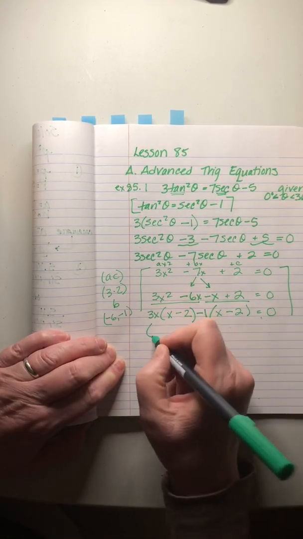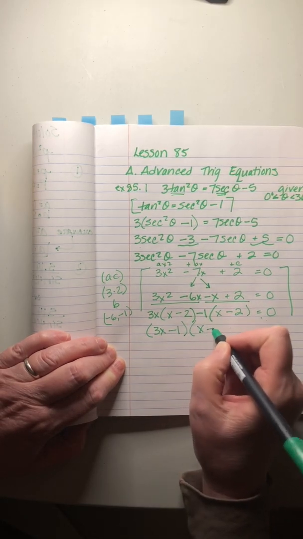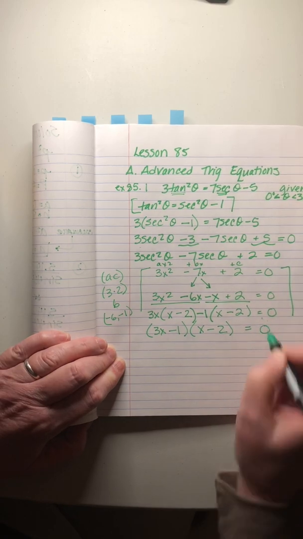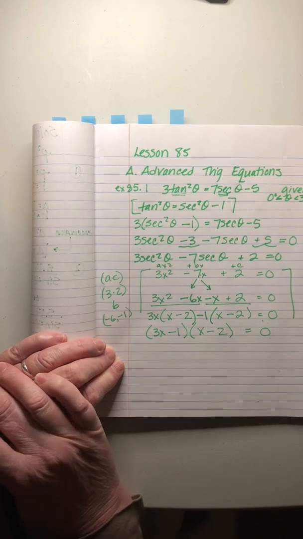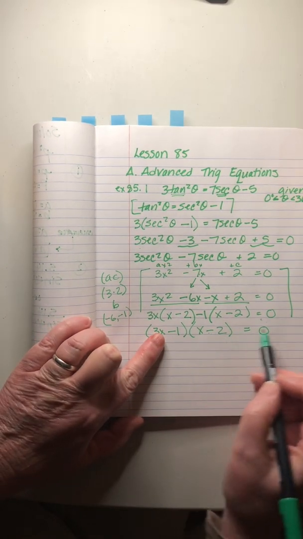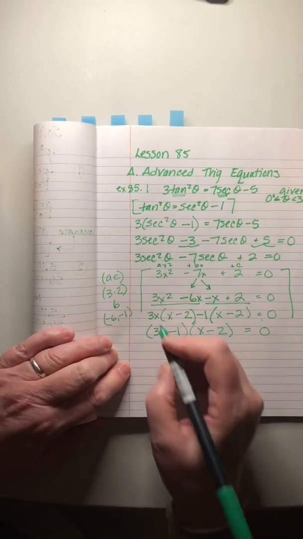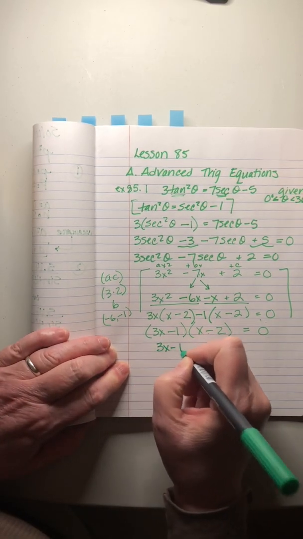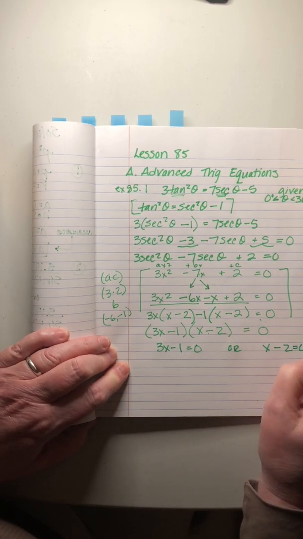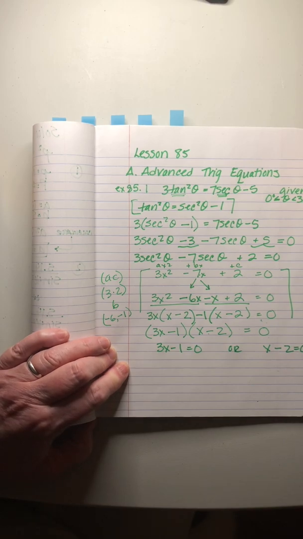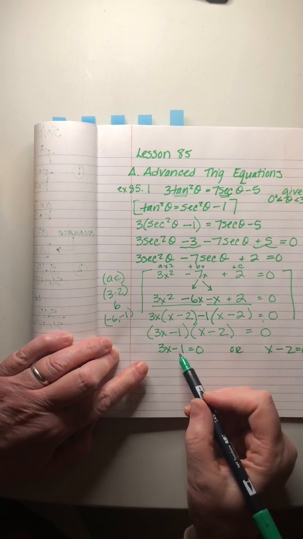All right, now I can rewrite this as 3x minus 1 quantity, x minus 2 quantity, and then using the zero product theorem, if two things together multiply to 0, then either the first one is 0 or the second one is 0. So I can say either 3x minus 1 equals 0 or x minus 2 equals 0. And then doing, I'm flying through this, aren't I? Doing a quick little algebra.